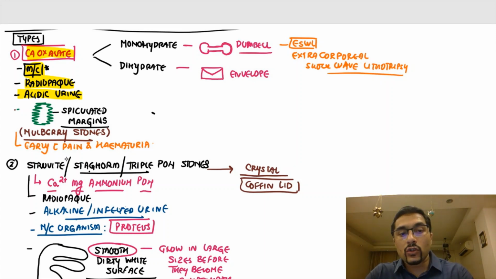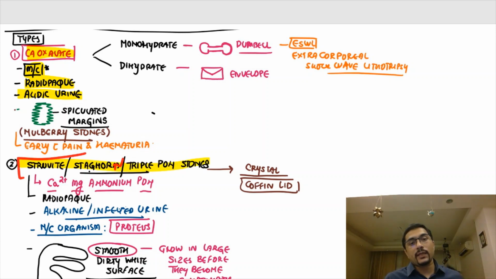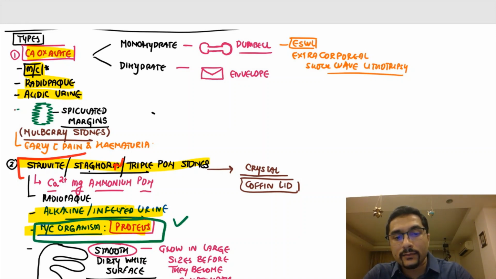Another stone is the struvite or staghorn stone. It is also known as the triple phosphate stone. This has also been asked: this triple phosphate, struvite or staghorn stone is seen in infected or alkaline urine, and the organism responsible is Proteus. This has been asked in your exam.